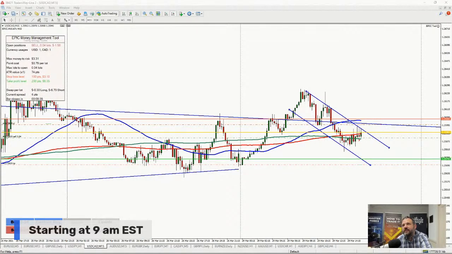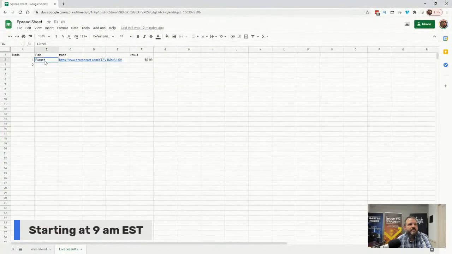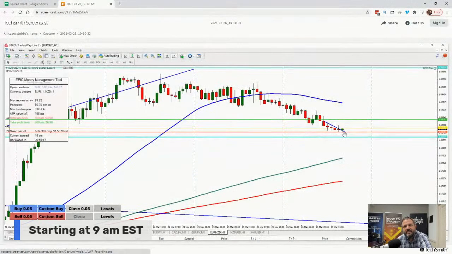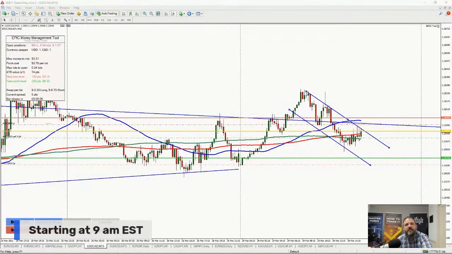So the very first trade we did was the Euro New Zealand. Let's take a look at the entry. So you can see we had our stop loss right here, and we had our take profit up here at 16,791. So that was the very first one. 16,791 was the take profit. So let's go ahead and do a run through on that.